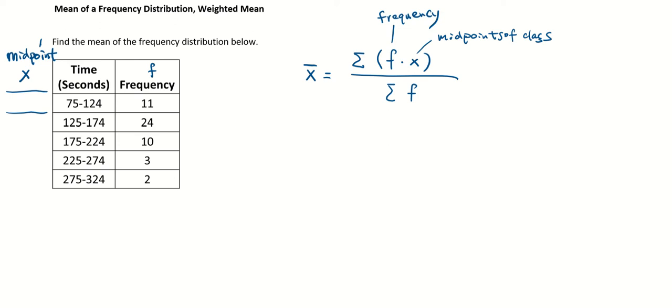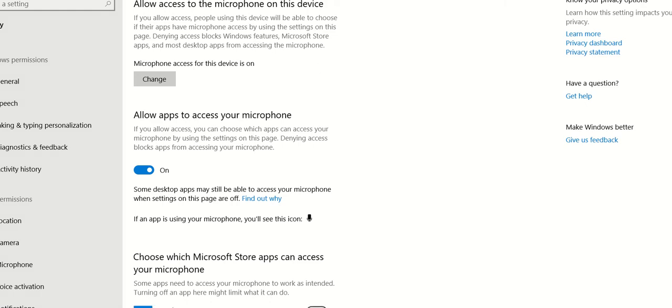So here we have 99.5. You can do the calculation yourself. 149.5 and 199.5. This plus that divided by 2, 249.5 and 299.5. So these are the midpoints, which is x here. All right, so now we want to find the sum of f times x. Now let's find each f times x.